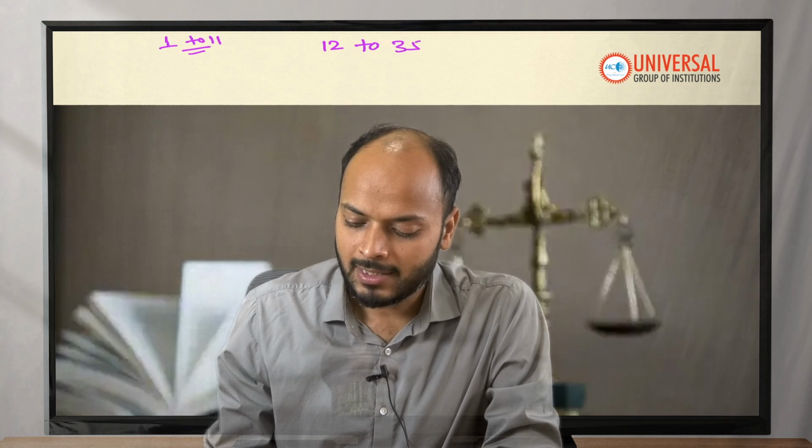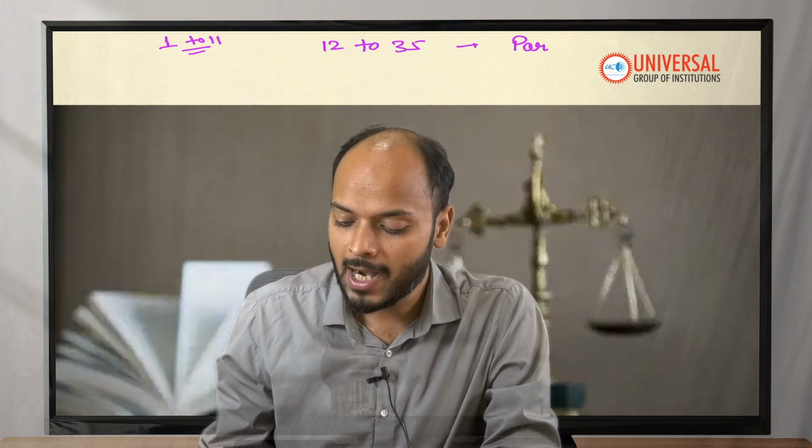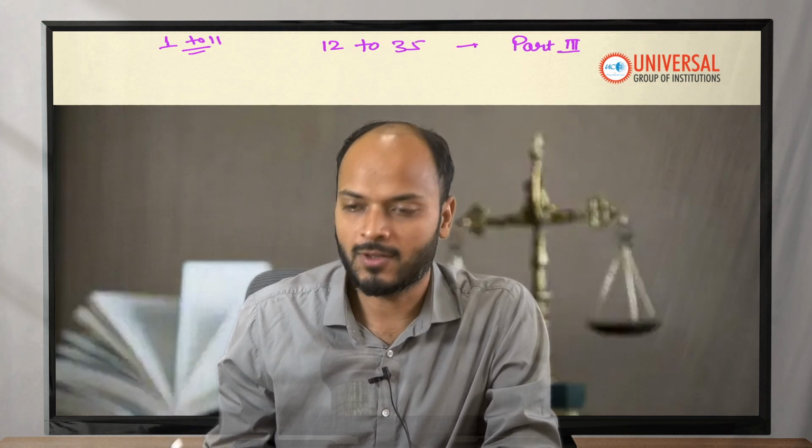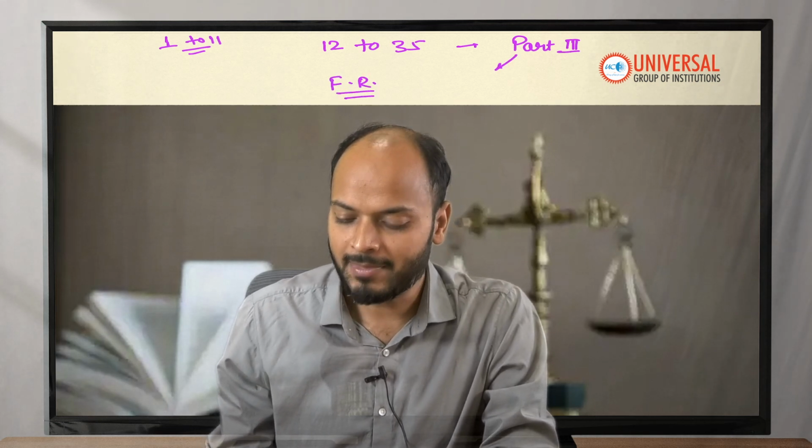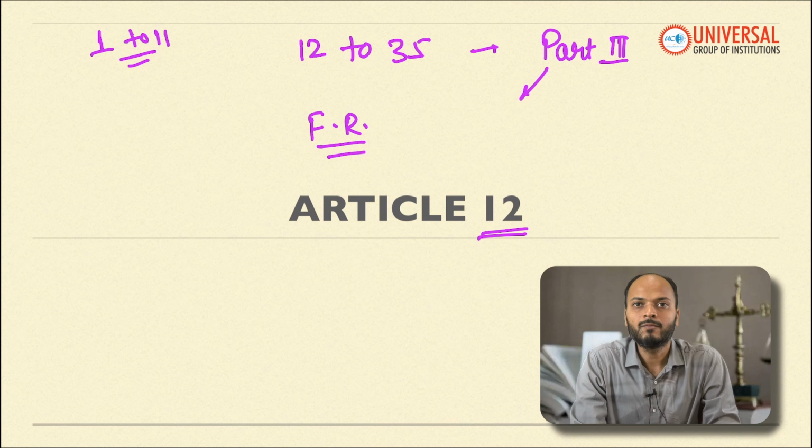Till now we have discussed Article 1 to Article 11. Today we are going to discuss Article 12 of the Indian Constitution. As you all must be knowing, Article 12 to Article 35 belong to Part 3 of the Indian Constitution, which deals with the chapter of fundamental rights. So, we will be discussing in this video about Article 12.